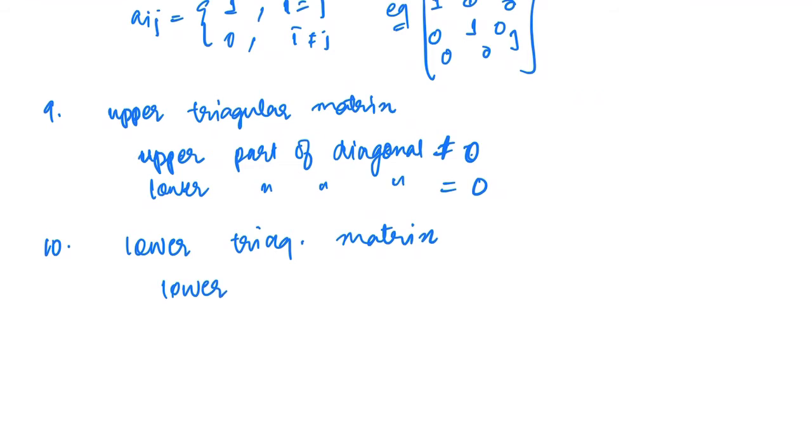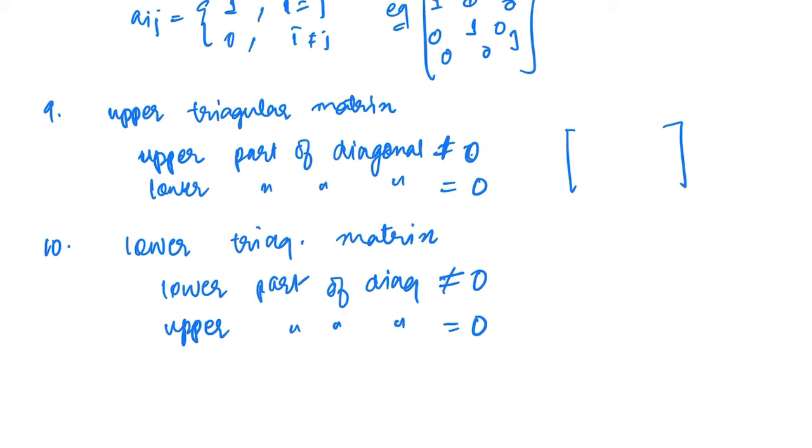So what will it be? The lower part of the diagonal is not equal to 0 and the upper part of the diagonal is equal to 0. If we look at an example, 1 2 3, the upper part of the diagonal is not 0, we can have like 2 4 8, and here 0 0 0. And the lower triangular matrix is just the opposite, where this is the diagonal and the lower part of the diagonal is 0.